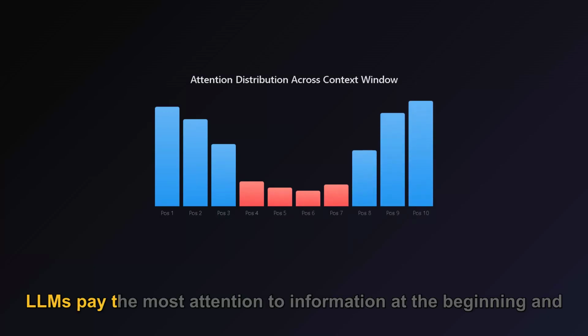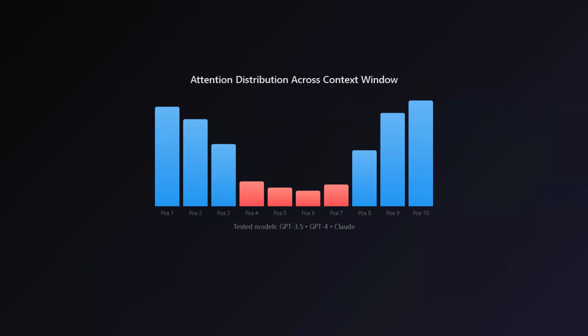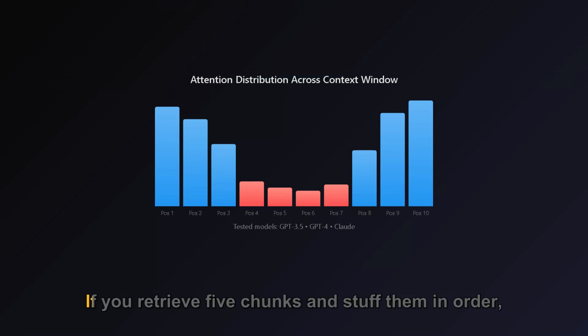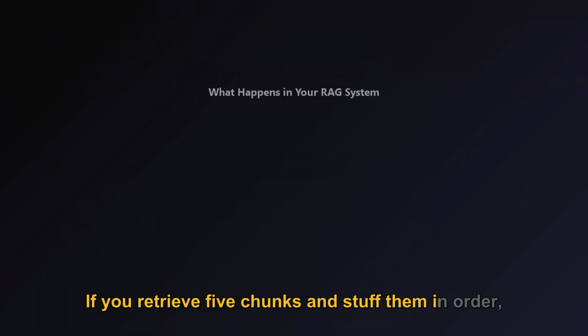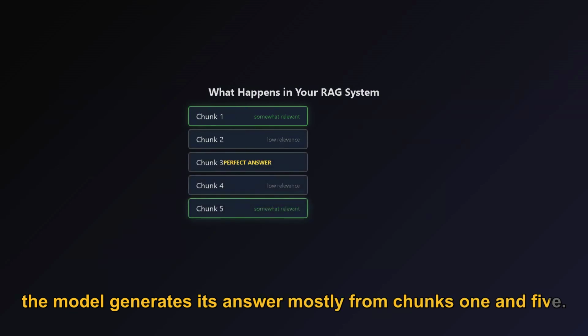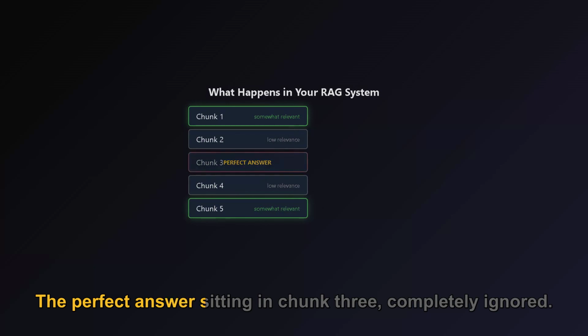LLMs pay the most attention to information at the beginning and end of their context window, and they tend to ignore what's in the middle. Here's what that means for your RAG system. If you retrieve 5 chunks and stuff them in order, the model generates its answer mostly from chunks 1 and 5. The perfect answer sitting in chunk 3, completely ignored.